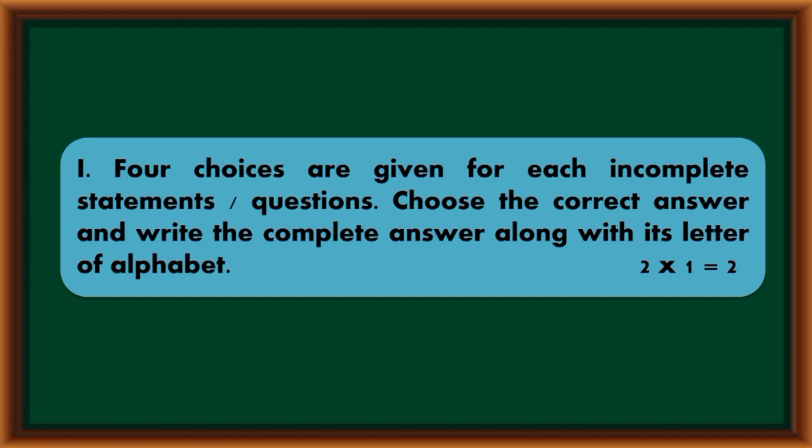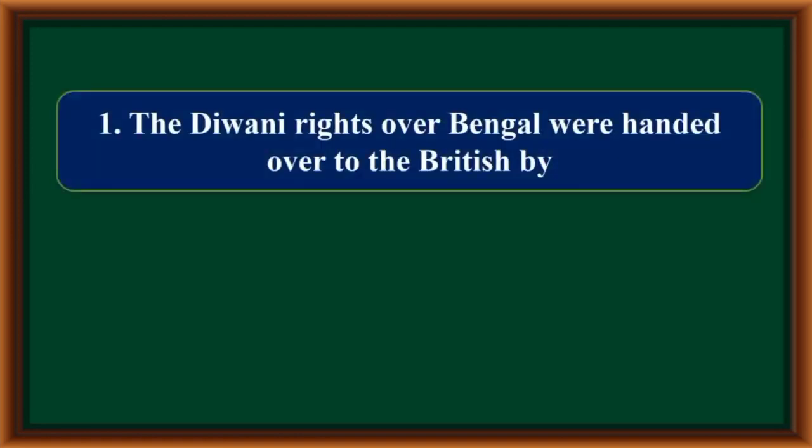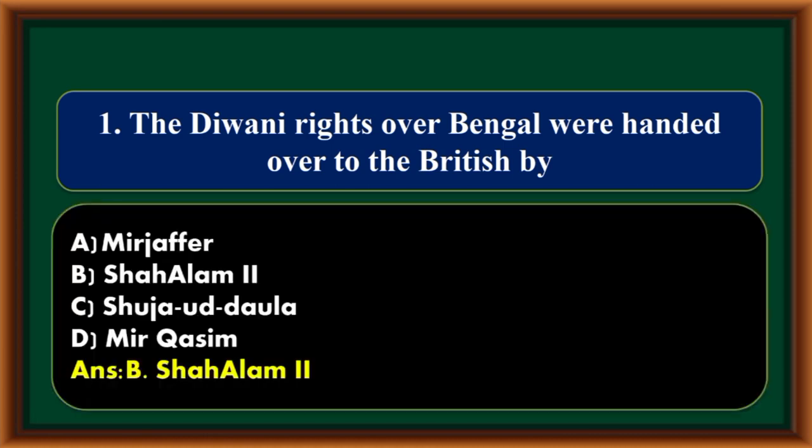First main: 4 choices are given for each incomplete statement or question. Choose the correct answer and write the complete answer along with its letter of alphabet. The Diwani rights over Bengal were handed over to the British by Mir Jafar, Shah Alam II, Shuja-ud-Dawla, Mir Qasim. Correct answer is option B, Shah Alam II.